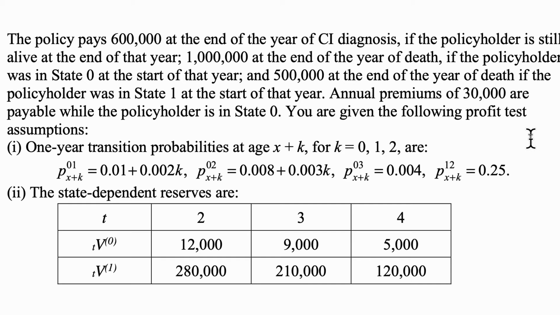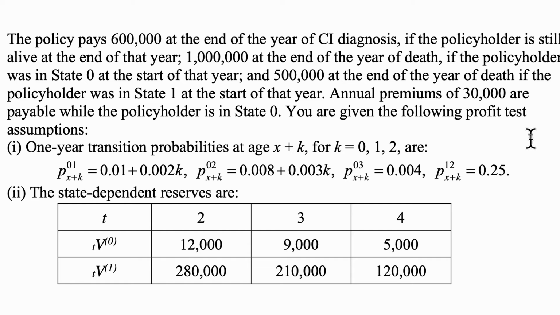You are given the following profit test assumptions. One-year transition probabilities at age x plus k for k equal to 0, 1, and 2, so the probabilities are for ages x, x plus 1, and x plus 2. P01, the transition from state 0 to state 1, is 0.01 plus 0.002k. P02 is 0.008 plus 0.003k. P03 is 0.004, and P12 is 0.25.